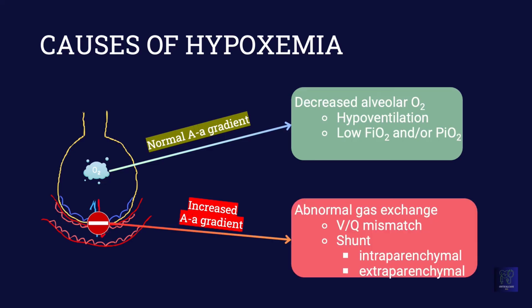Second is increased A-a gradient. So whenever you see this, two important issues to consider would be: one is VQ mismatch, two is shunt physiology.